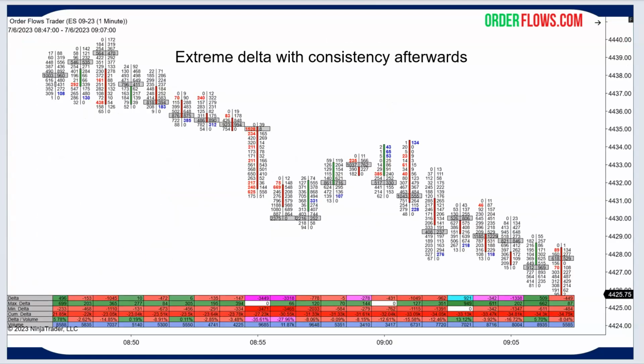And what do I mean? Extreme delta, right? This is a market, right? Big negative delta, minus 3,400, minus 3,300. But it's consistently negative: minus 700, minus 5, okay, that's nothing. But minus 278, minus 431, minus 1,000. You still have that selling coming in here as the market keeps going down, right?